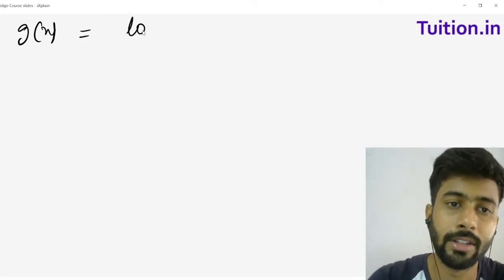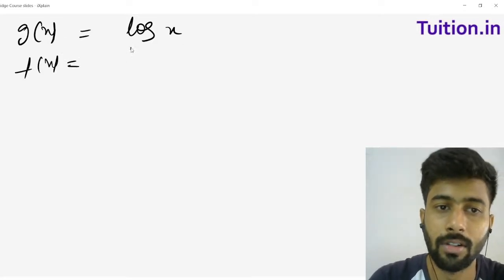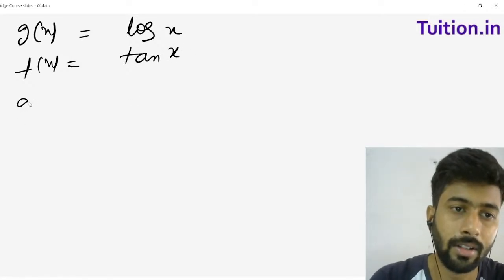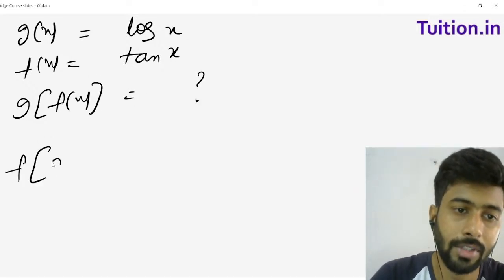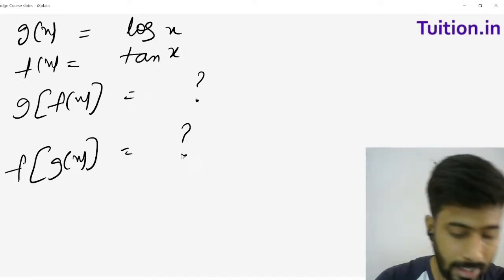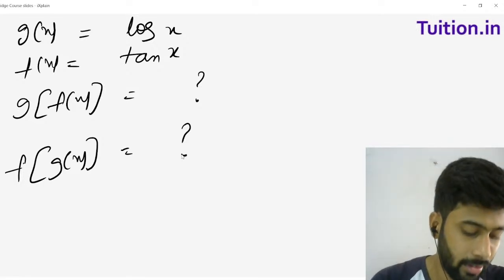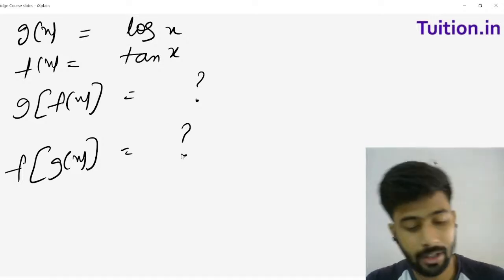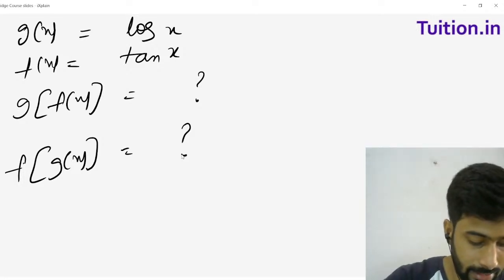So let's say g of x is log x, and f of x is tan x. Tell me what is g of f of x first. Tell me what is f of g of x next, and apply those boxes concept, right? Apply those boxes concept. You should know there is a reason why I have been asking you to treat functions as black boxes, because it helps us understand these things better.